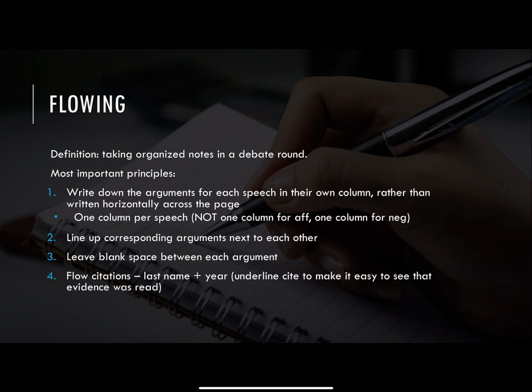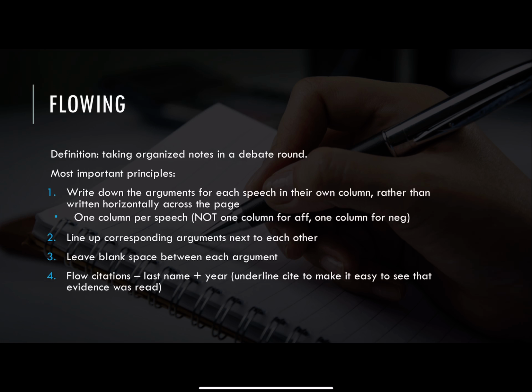So in addition to writing down the arguments, you also want to keep track of when a debater reads actual evidence. And you want to do that by not just marking that evidence was read, but by ideally writing down the last name of the author that was read, as well as the year that it was read. And then what debaters do, again, I know this is all abstract right now, I'm about to show you some examples, is underline the citation to make it easy to see that evidence was read. This is useful to remind yourself, hey, this debater read an entire article or read pieces of evidence here.